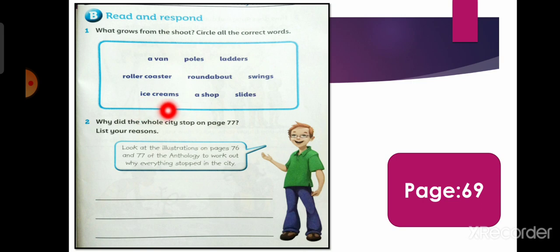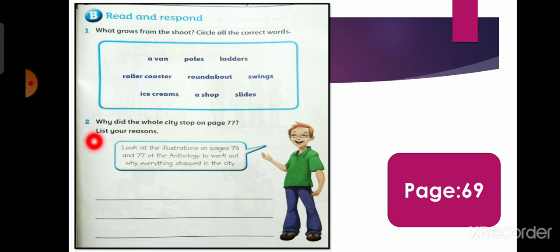Ice cream? No. You will not circle the word ice cream because it didn't grow from the shoot. A shop? No. Slides? Yes, you are right. So you will circle this word also. Poles, ladders, roller coaster, roundabout, swings, and slides grew from the shoot. That's good.